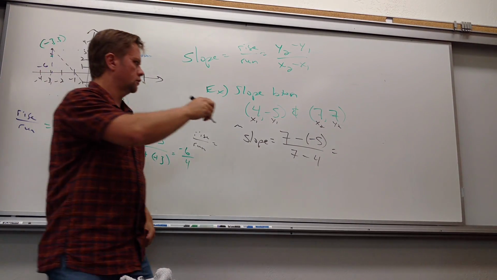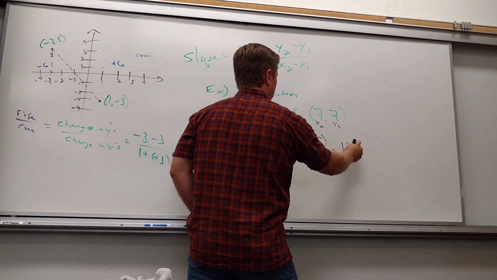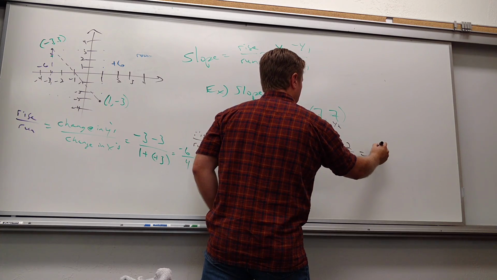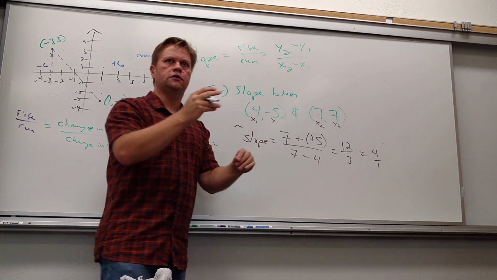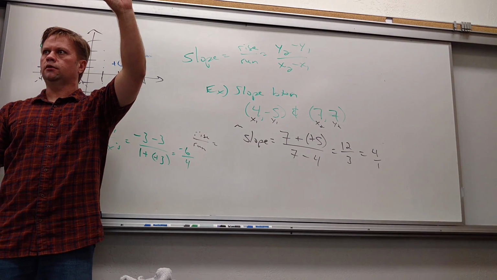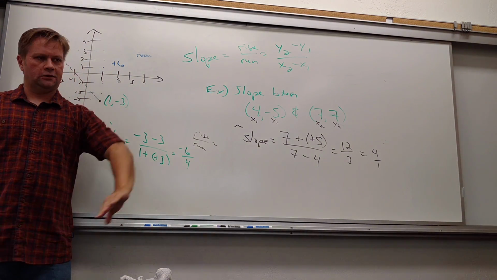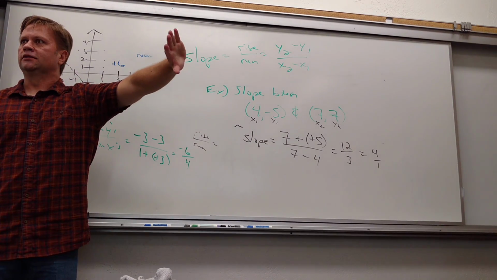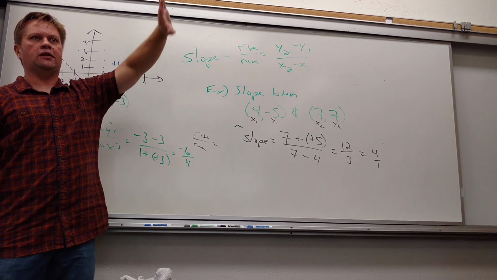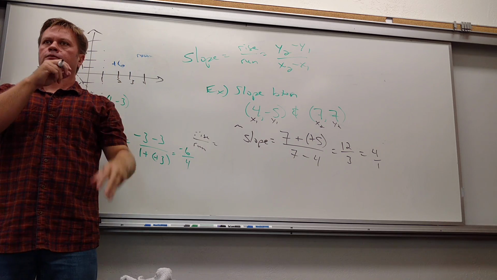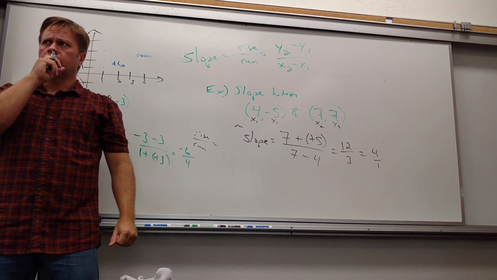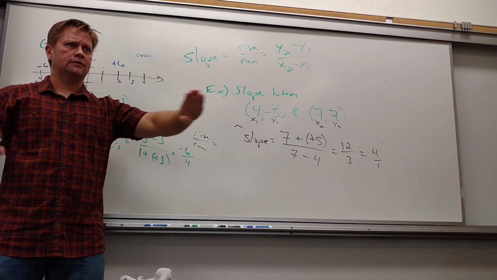So what do you get? Yeah, you get 12 over 3, which is 4. And you can put it over 1 if you want to, just to see that it still is a slope. So for every step I take over, I go up 4 feet. That's a decent slope, right? If I'm a mountain climber, I want it to be that or more, so I can climb that mountain. If I'm not a mountain climber, I might want to be less than that. I don't know.